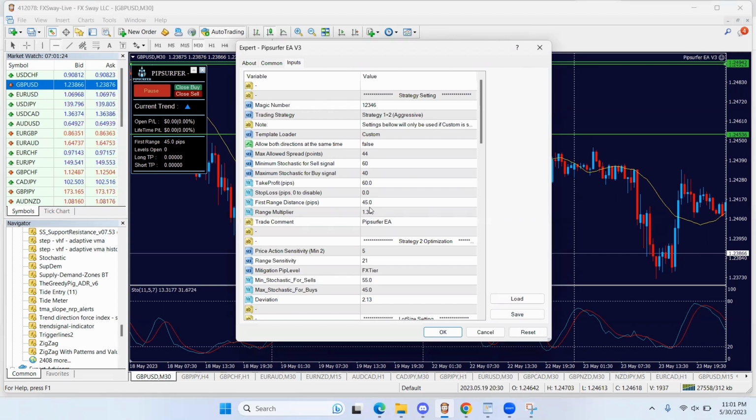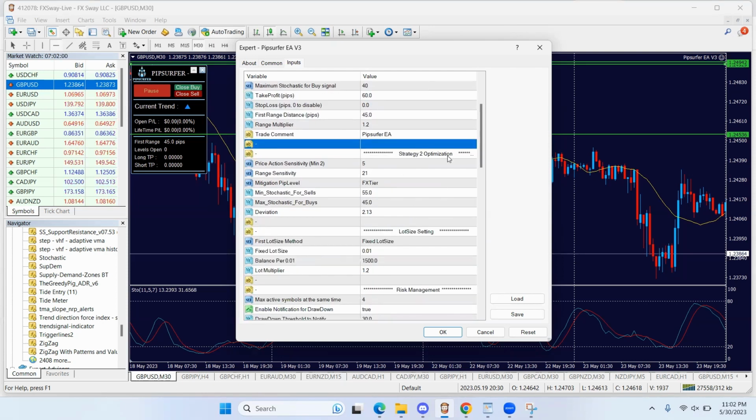So if this multiplied and equaled 60 or 65 pips back from the second entry, that is where the third entry would open, and it would kind of continue on for the third, fourth, fifth. It would always multiply by 1.35. You could change this as well. You can go down to 1.2. You can kind of do whatever you want there. Trade comment is just the note that MetaTrader 4 is going to show you to let you know that the trade, when you look at the trade, is a Pipsurfer EA trade.